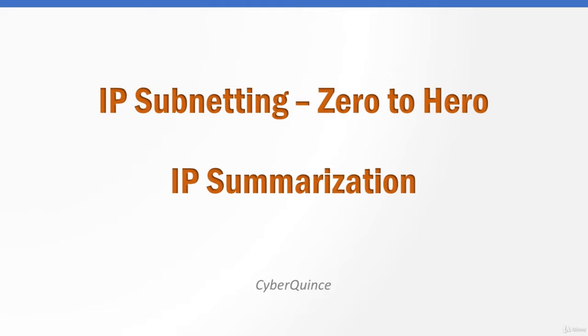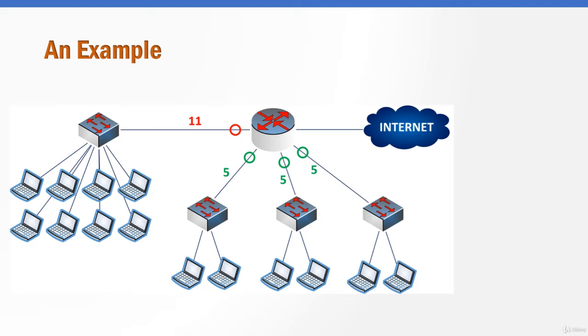One last topic we need to discuss is summarization. I'm going to explain summarization through an example, and we'll use a network we used in our previous lessons. All right, let's say that our router, the only one that we have in our network, instead of being connected to the internet, is connected to another router, and then that router is connected to the internet.